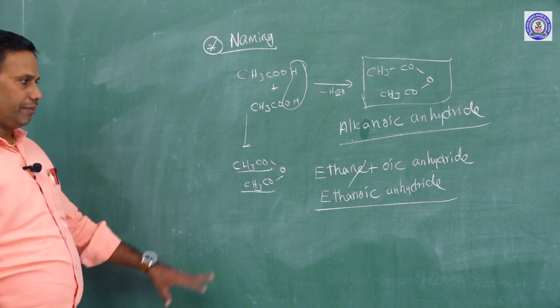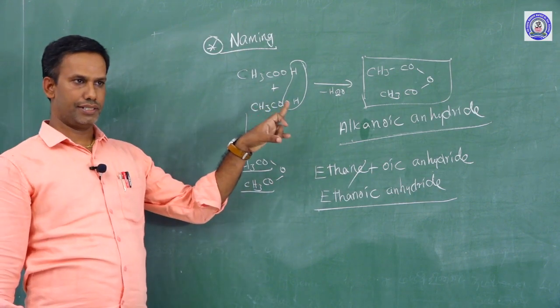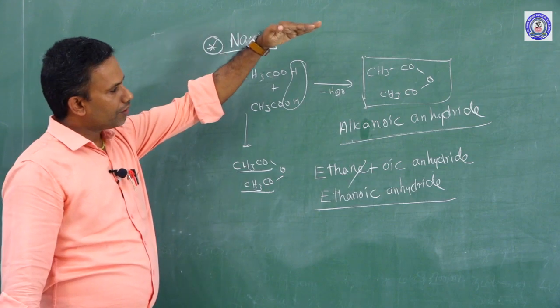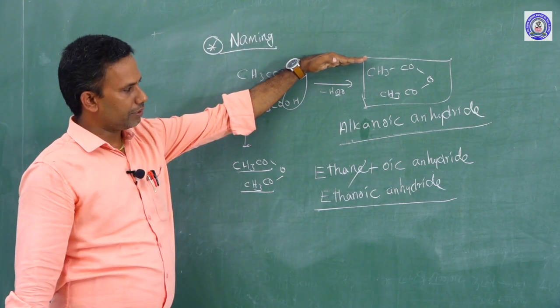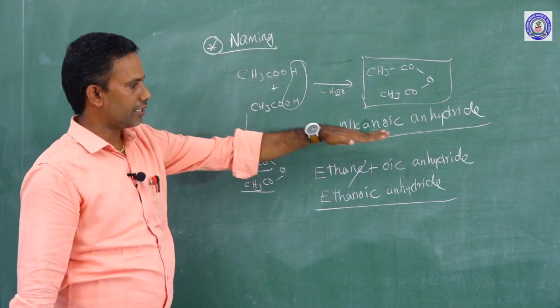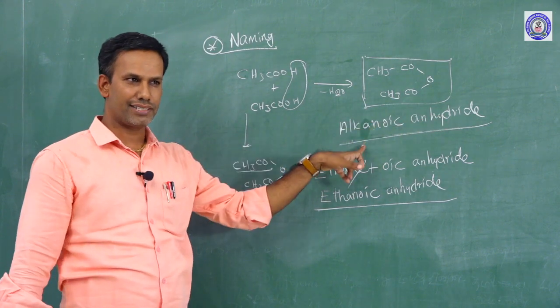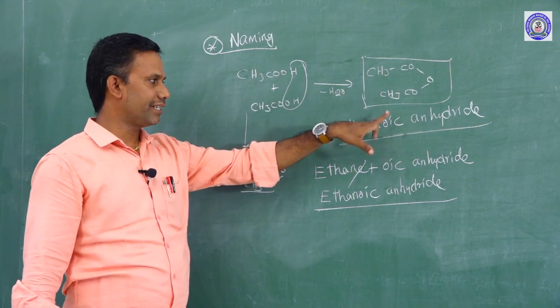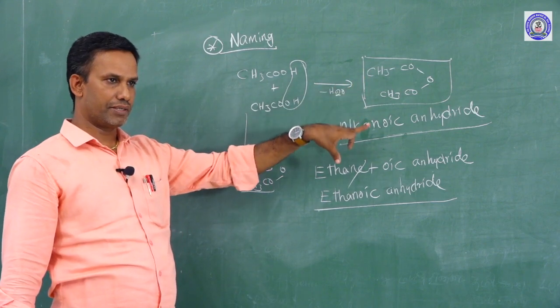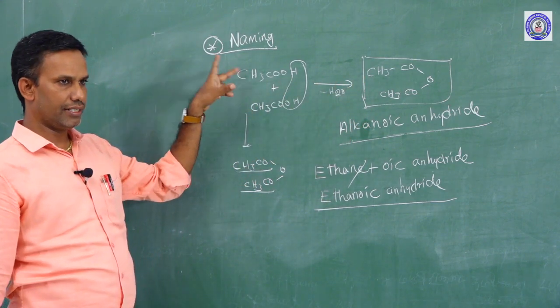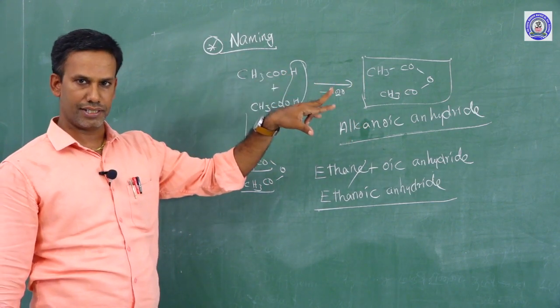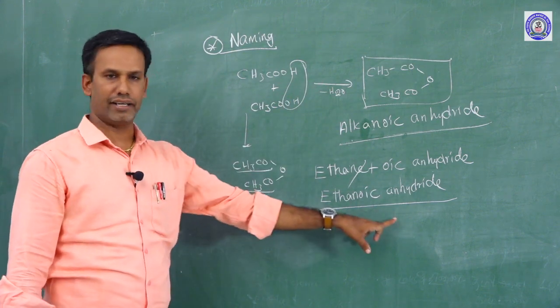Again I am repeating the method to name the anhydrides. Listen properly. Generally IUPAC nomenclature says that anhydrides are alkanoic anhydride. What is alkanoic? What is the acid derived from this? It is derived from acetic acid. Acetic acid's IUPAC name is ethanoic acid, so it is ethanoic anhydride.